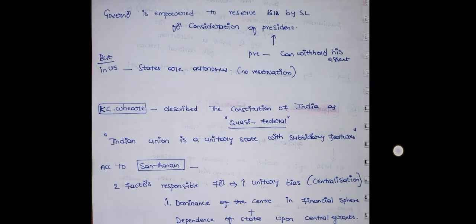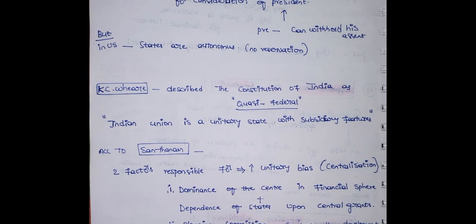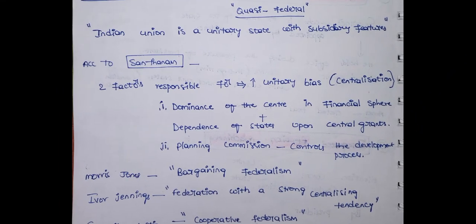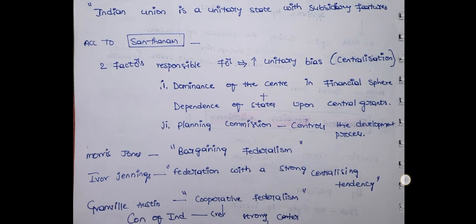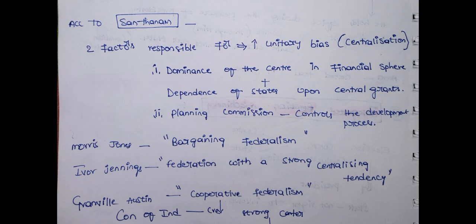K.C. Wheare described the Indian constitution as quasi-federal, because the Indian Union is a unitary state with subsidiary federal features. According to Santhanam, two factors are responsible for the centralization of India. The first is the dominance of the center in the financial sphere and the dependence of the states upon central grants. The second is the Planning Commission, which controls the development process.